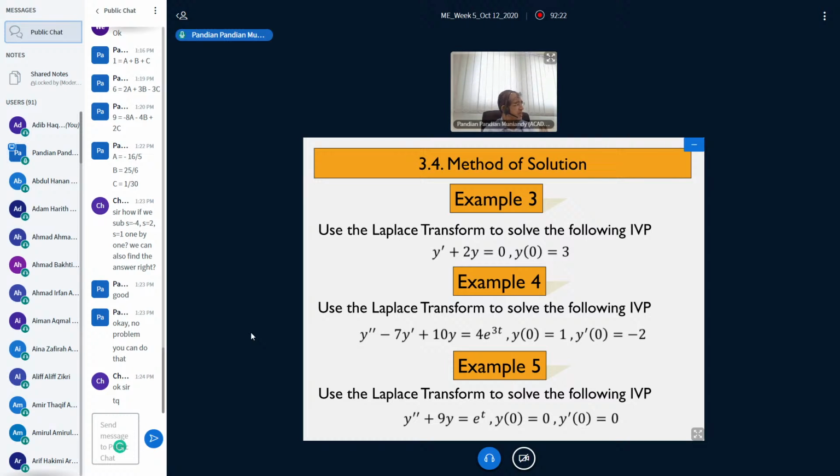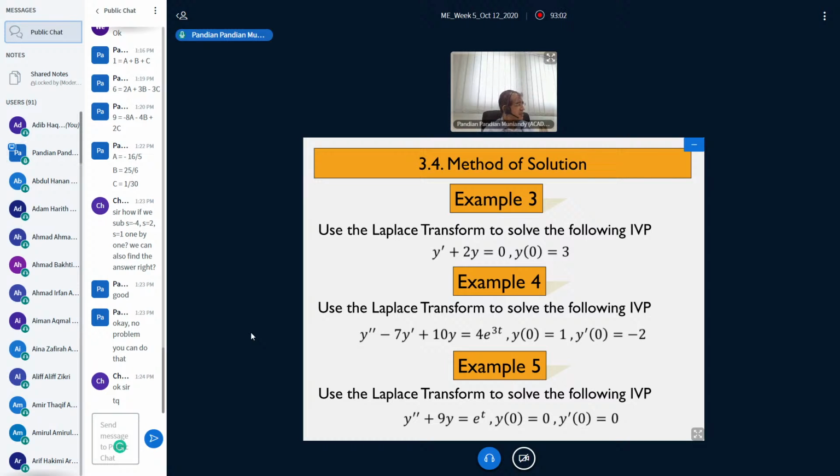And then number 4: (px² + qx + r) / ((x − a)²(x − b)), a not equal to b, equals A / (x − a) + B / (x − a)² + C / (x − b). And number 5, this one is important as well: (px² + qx + r) / ((x − a)³(x − b)), a not equal to b, equals A / (x − a) + B / (x − a)² + C / (x − a)³ + D / (x − b).